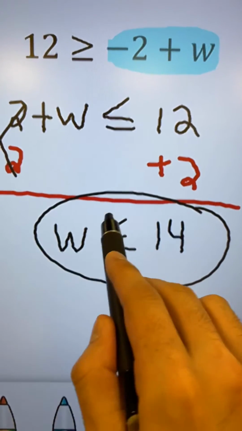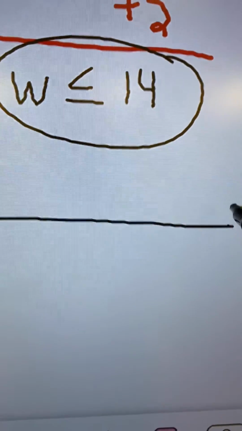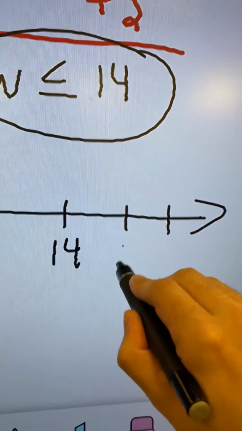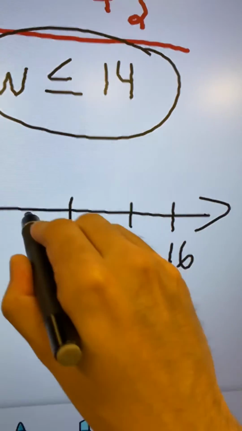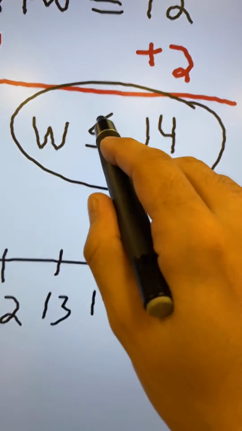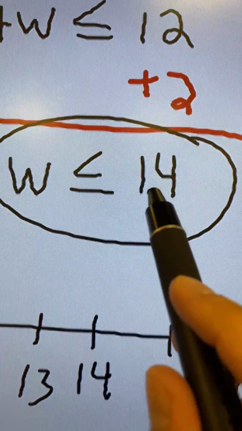All numbers less than 14 or equal to 14. I'm going to draw a number line so I can sketch my solution set. So I'll put 14 in the middle. Usually I just put a couple numbers before and after. So 15, 16, and then 13 and 12. And then you can see here less than or equal to. Don't forget that that means less than or equal to. So numbers less than 14 or equal to 14.